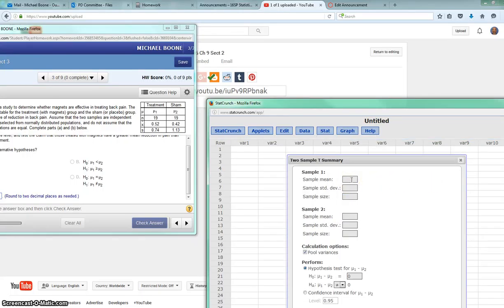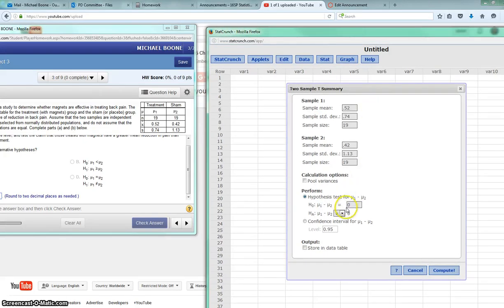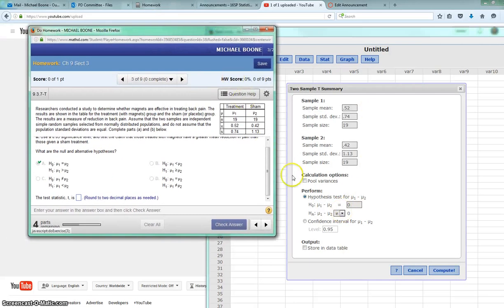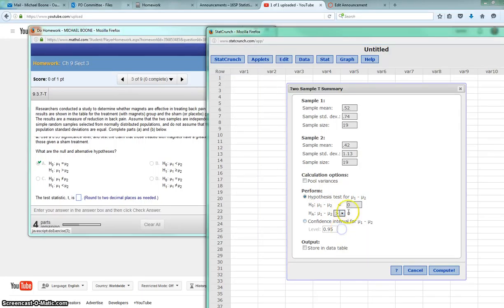My mean for the treatment group is 0.5152. Standard deviation is 0.74, and the sample size was 19. For the sham, the placebo, 0.42 with a standard deviation of 1.13 and a sample size of 19. Uncheck this box. Unless they tell us that we believe that the variances are equal, we will uncheck that box. And I think we did say that it would be greater than. Again, notice the difference.